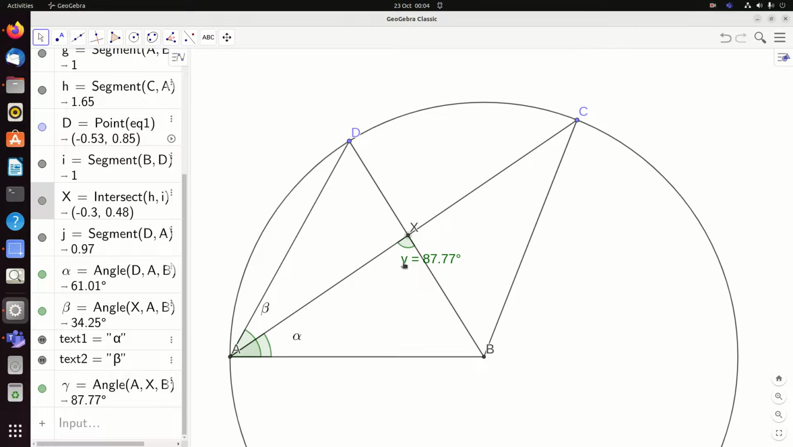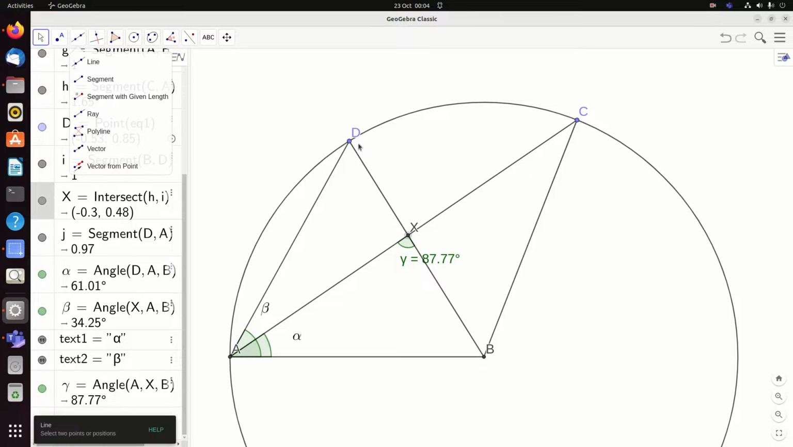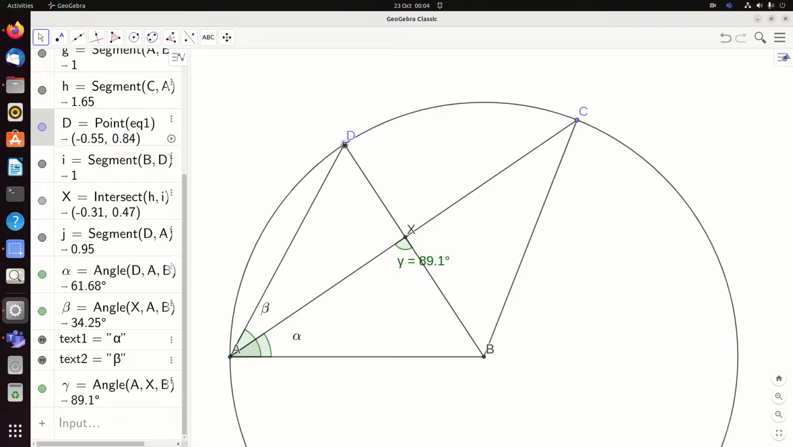What am I even moving? I'm just moving the letter Y. Let's try and move. Oh yeah, I need to pull D. Sorry. Well, you get the point. I will be here sometime trying to do that.